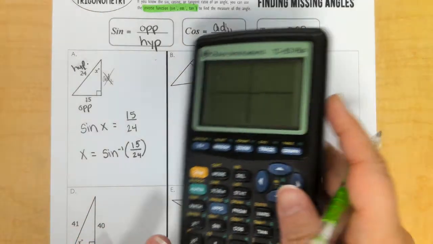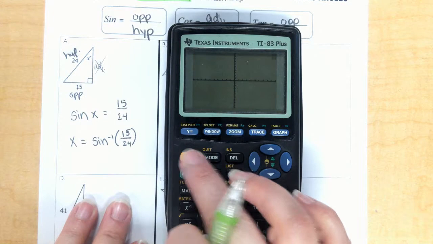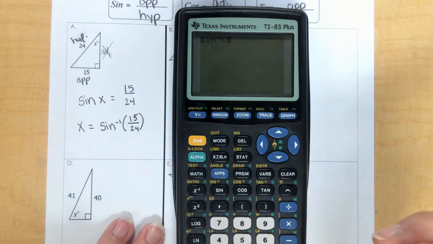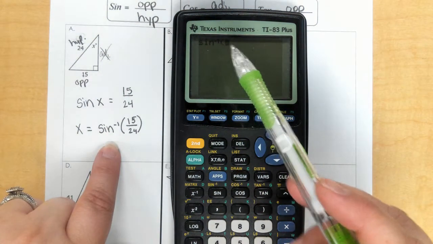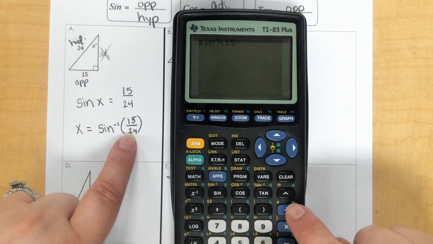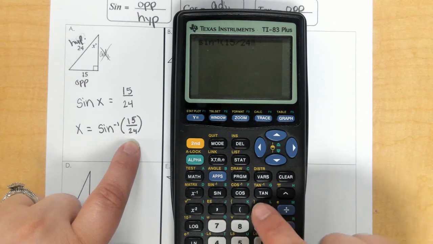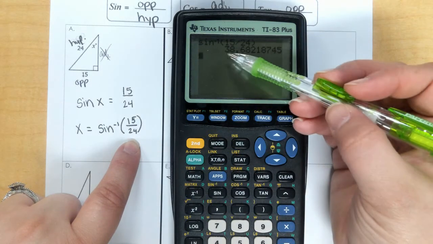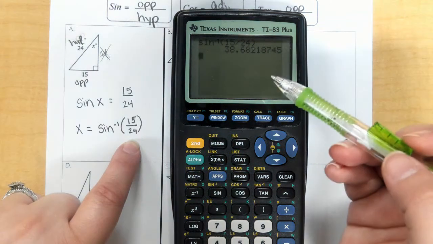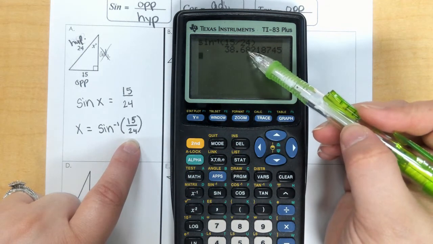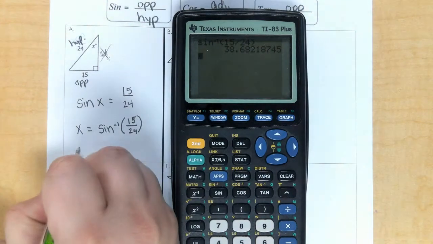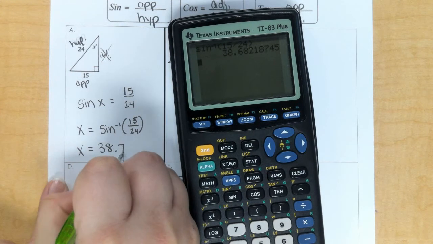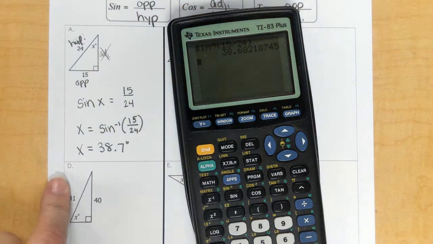So let's put that into the calculator. So I'm going to click second sine. And it gave me the sine inverse. And then I put the fraction in, 15, I hit the division symbol, 24, close my parenthesis, and we get that the angle x is 38.68 degrees. So let's round the 6 up to 7. So we would say x equals 38.7 degrees. So it's rounding to the nearest tenth.